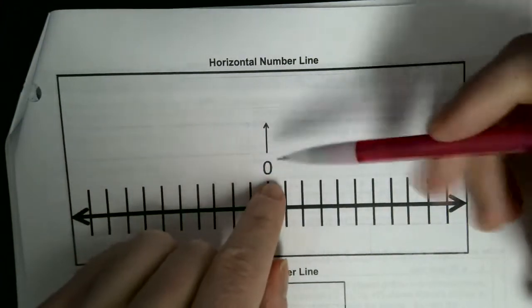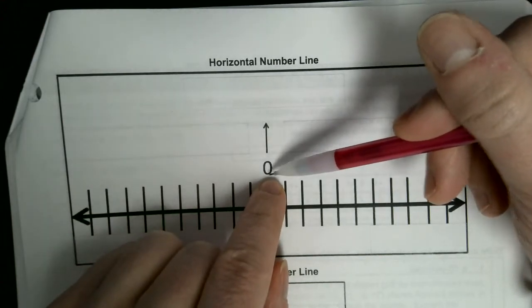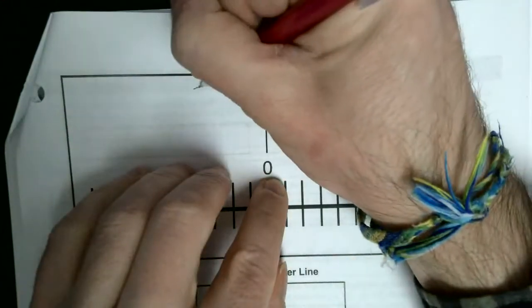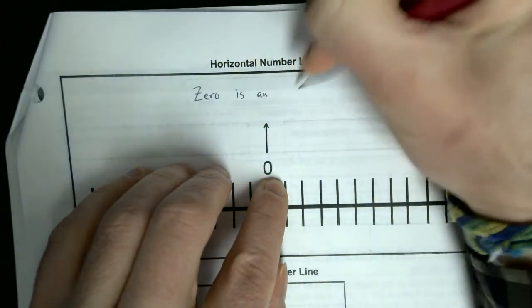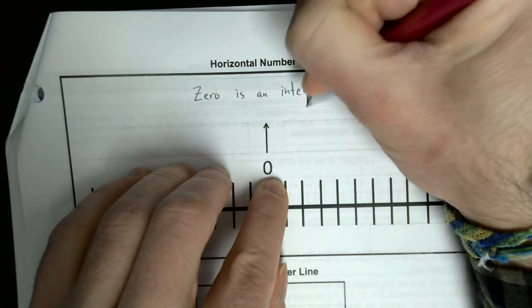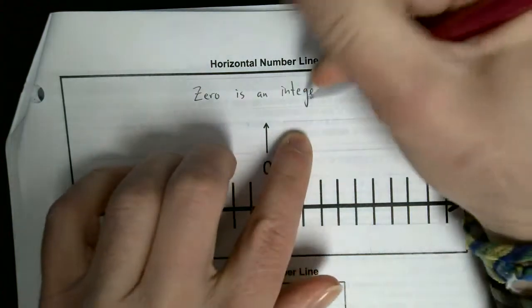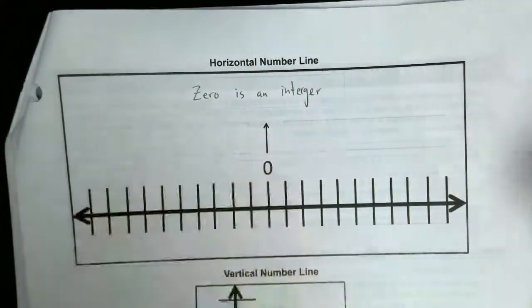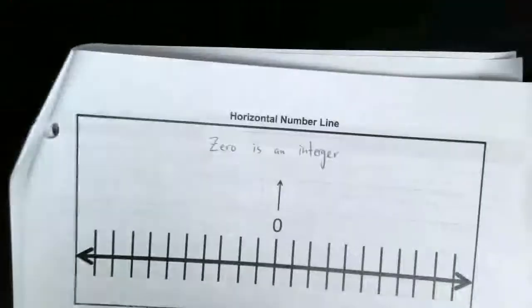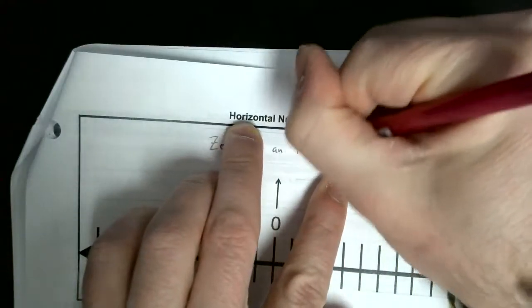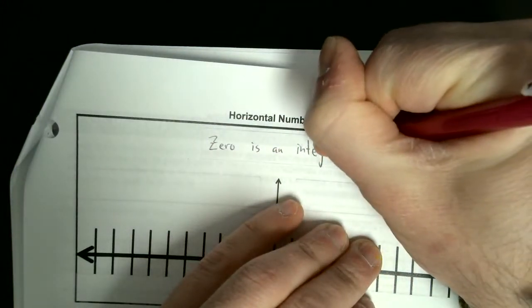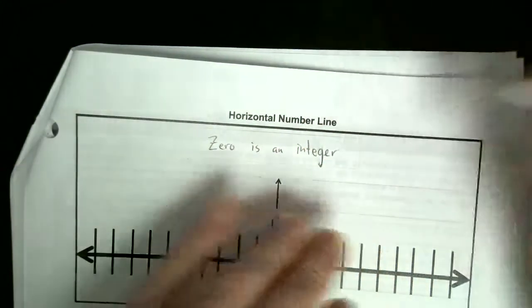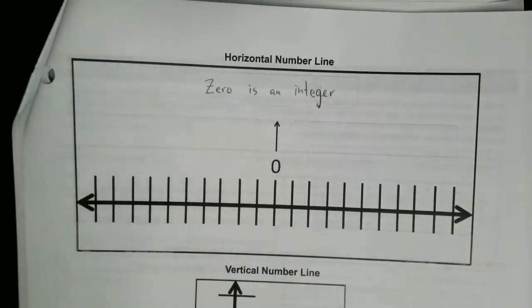So the first thing to know is that 0, which would be on this number line right here, is an integer. So we're going to label that integer. I put an R there by mistake, so I'm going to take that R back. 0 is an integer. Okay?